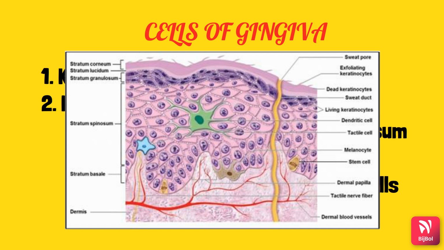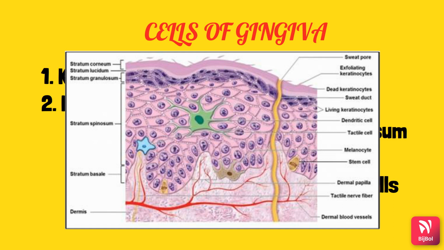Here, I am not showing you the picture of gingival epithelium. I am showing you here the picture of the epithelium of skin. The epithelium of skin has 5 layers. Those are the stratum basale, spinosum, granulosum, lucidum and the corneum. But in the gingival epithelium, we don't have the stratum lucidum. We only have 4 layers, that too depending upon the degree of keratinization seen.